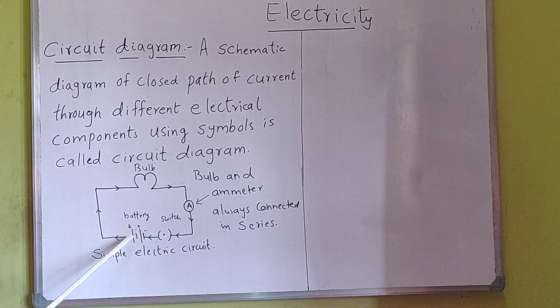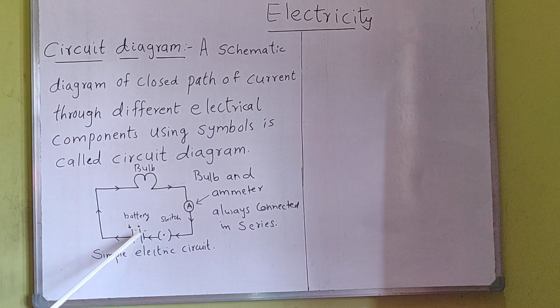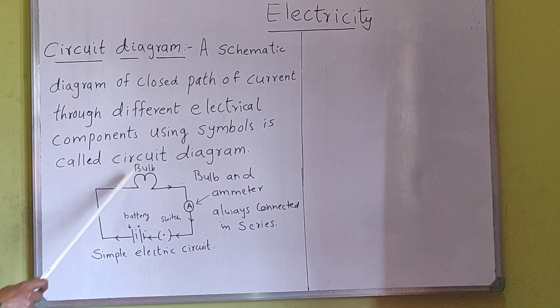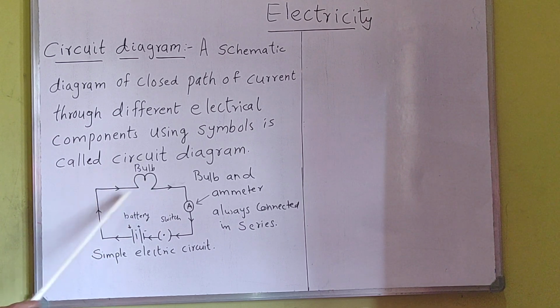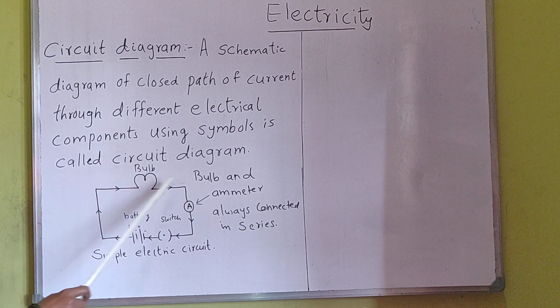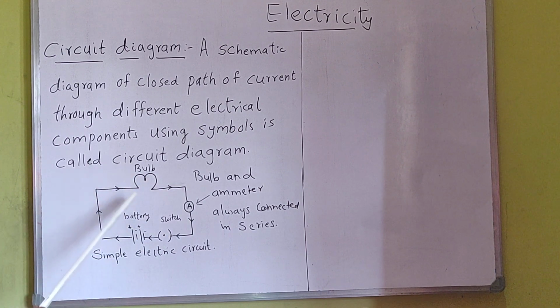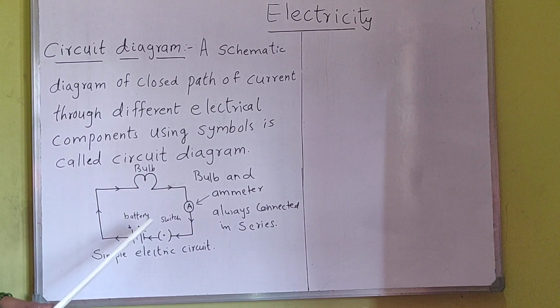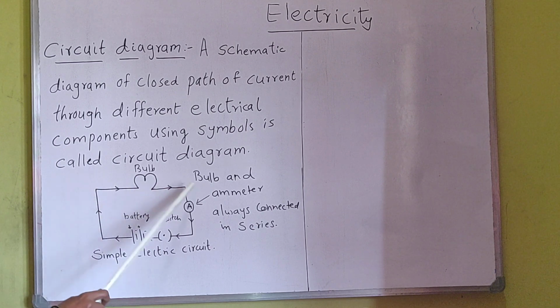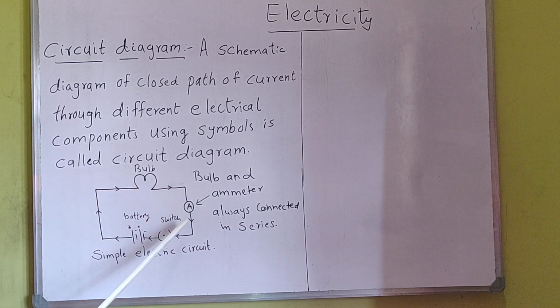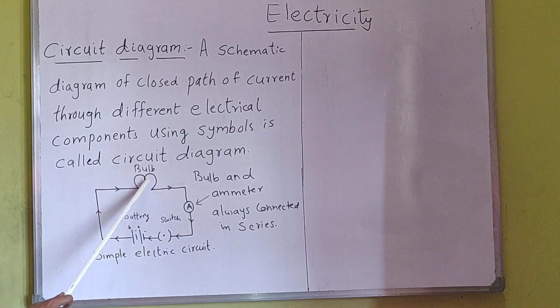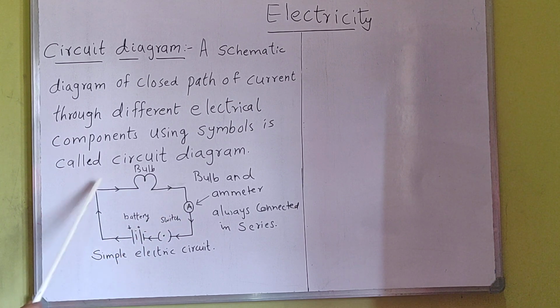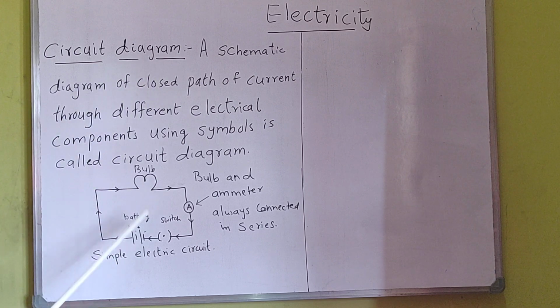You can see here the electrical components are designed in such a way that when current passes through them, it will pass through the conducting wire. And we can't draw the bulb and battery as they are. So symbols are used, symbolic representation. So this is the symbol of bulb, ammeter. Connection of these in this way is called a circuit diagram.